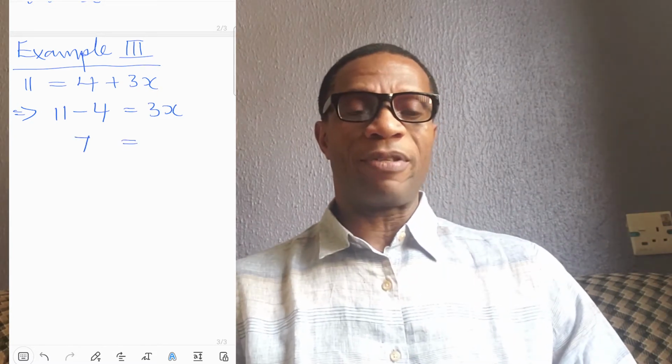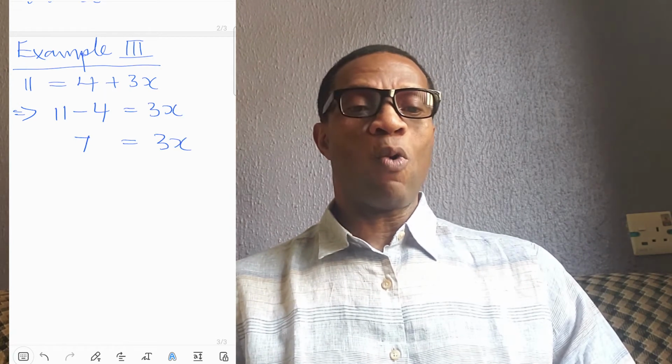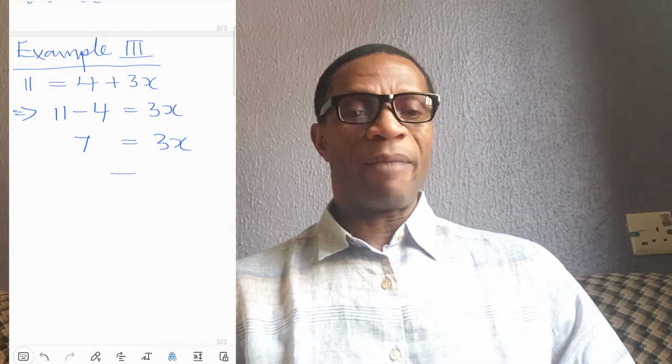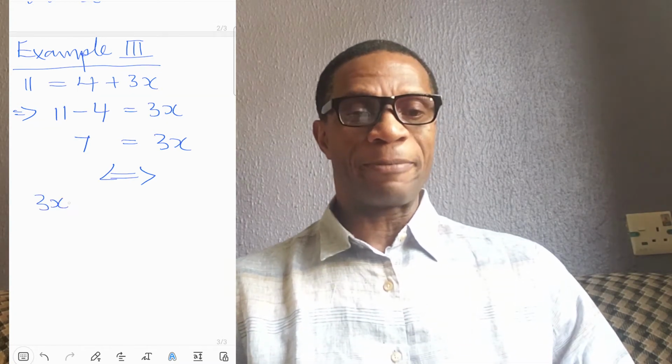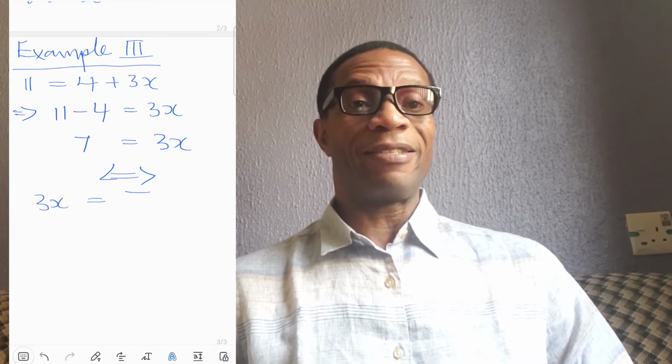Again, we now have 3x over 3 equal to 7 over 3. That makes x equal to 7 over 3 when divided. That's our example 3.